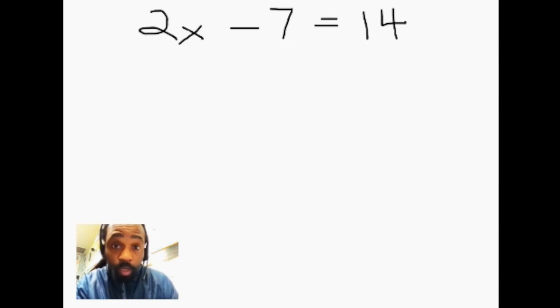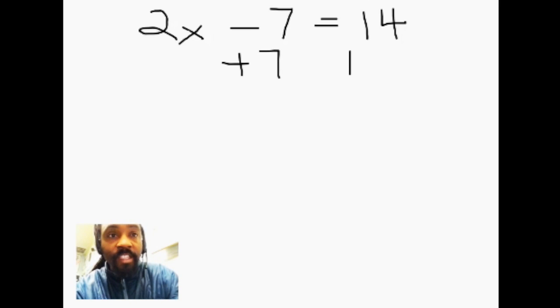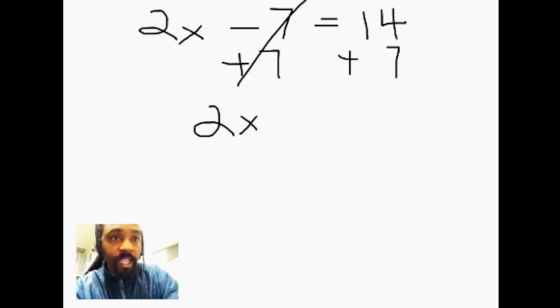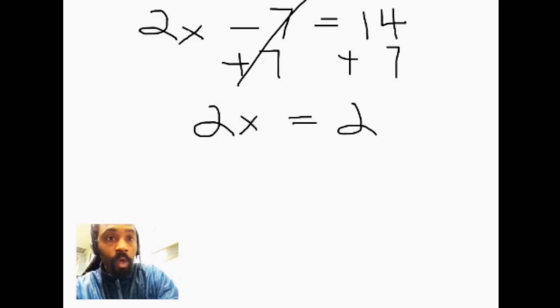Our next problem we're going to work is an algebraic problem. We're going to solve for x. First thing we need to do is get rid of the constant on the left side of the equation, and we must do what's called the inverse. So that's a -7. The inverse of -7 is going to be +7. We're going to add 7 to both sides of the equation, and when we do that, this cancels out. All we're left with is 2x on this side equals 14 plus 7, which is 21.